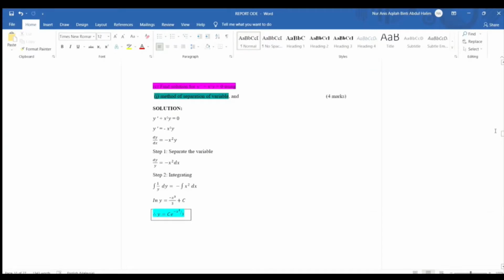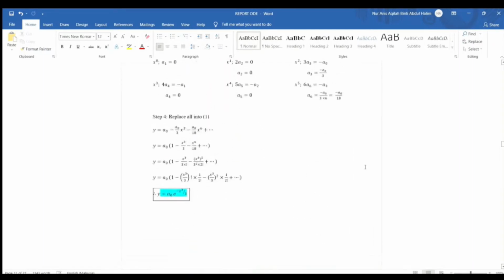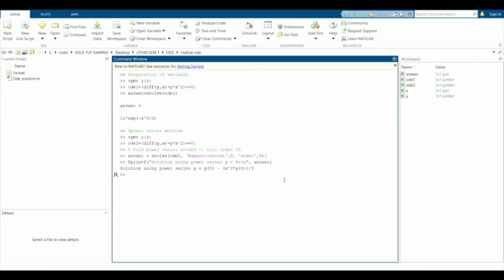For question 1c, we need to solve y prime plus x squared y equals 0 using two methods. The first method is separation of variables, where we get c exponent negative x to the power of 3 over 3. The second method is power series without using recurrence relations, where we get y equals a0 exponent negative x to the power of 3 divided by 3.